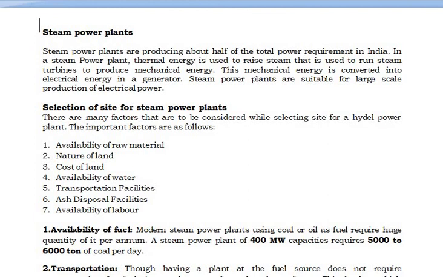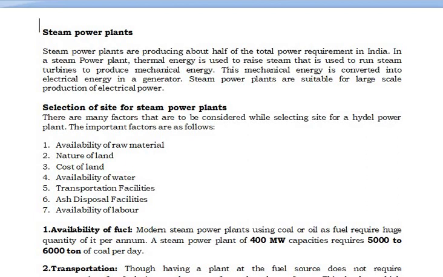Today I will be conducting a session on steam power plants. Today's class will be dealing with steam power plants. So what are steam power plants? Steam power plants produce about half of the total power requirement in India. In a steam power plant, thermal energy is used to raise the steam that is used to run the steam turbines to produce mechanical energy. This mechanical energy is converted into electrical energy in a generator. Steam power plants are suitable for large scale production of electrical power.